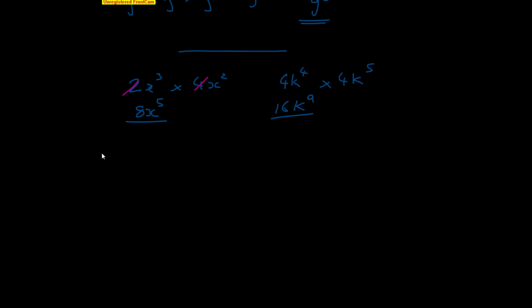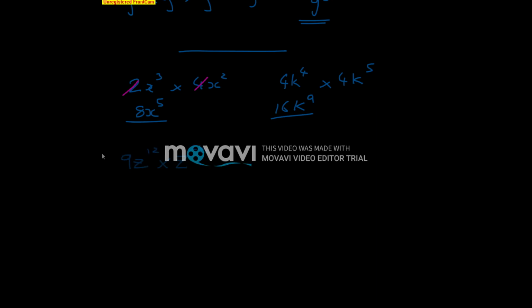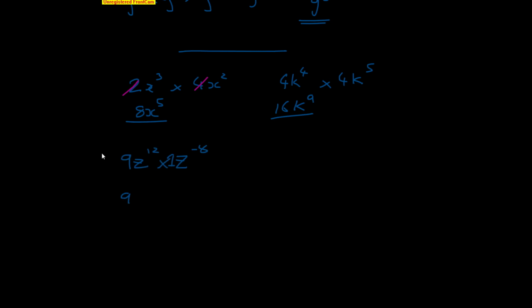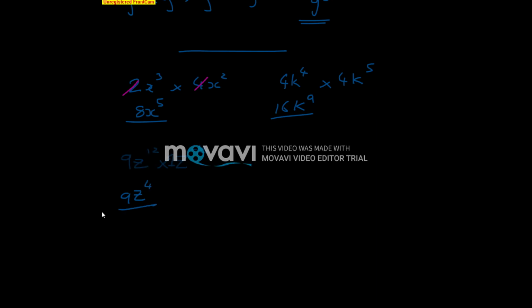We've got 9z^12 times z^-8. Well, you can imagine that this has just got a 1 in front of it. So that 9 times 1 just gives us 9, so that's fine. And then z^12, z^-8, so we just do 12 minus 8, which is going to give us z^4. Nice and straightforward. Okay, so that's some of the multiplication rules.